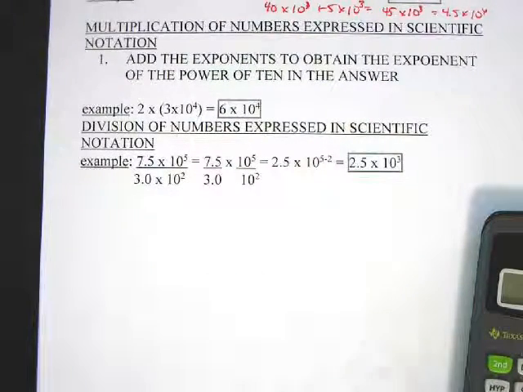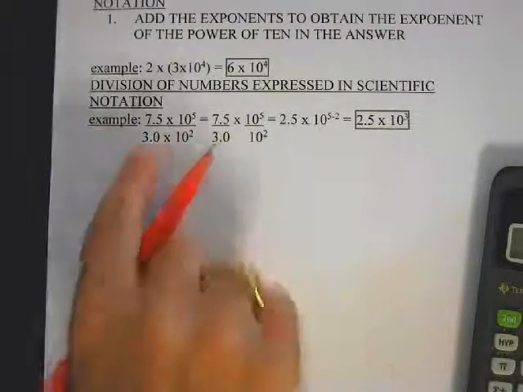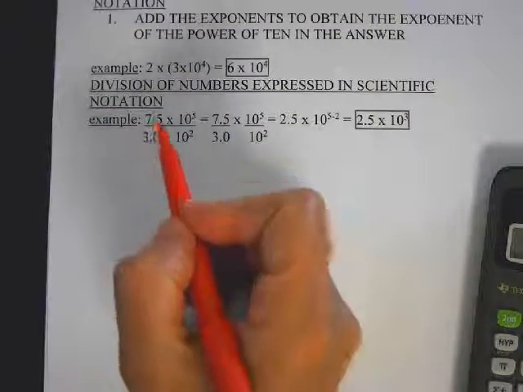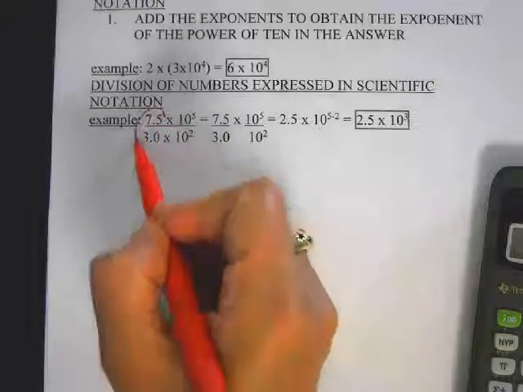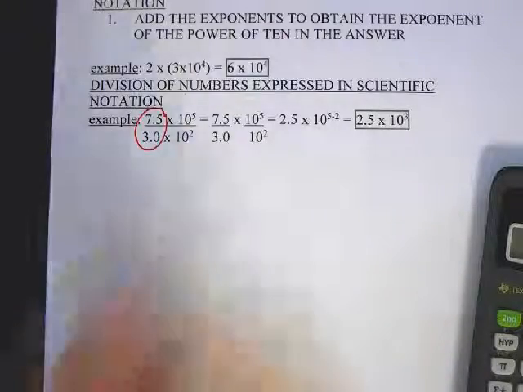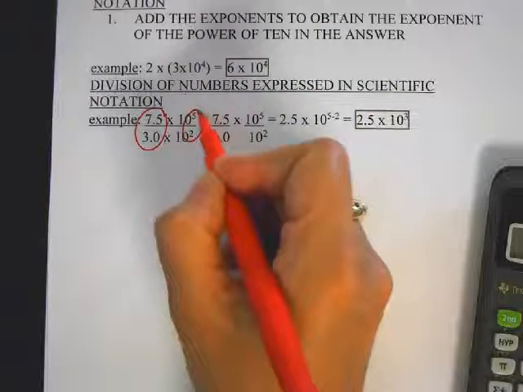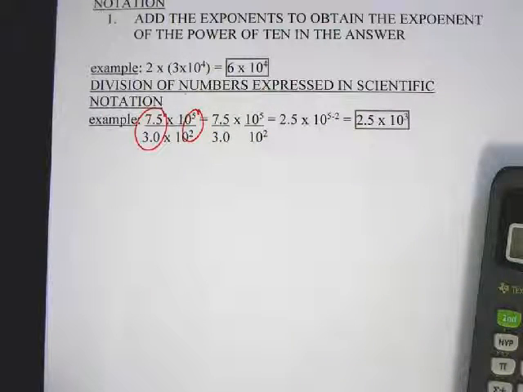Maybe on the homework I have one. I'll look at the handout for a good example. So with division, what happens is we actually divide the number in the front, and then we subtract the exponents. For multiplication, we add the exponents.